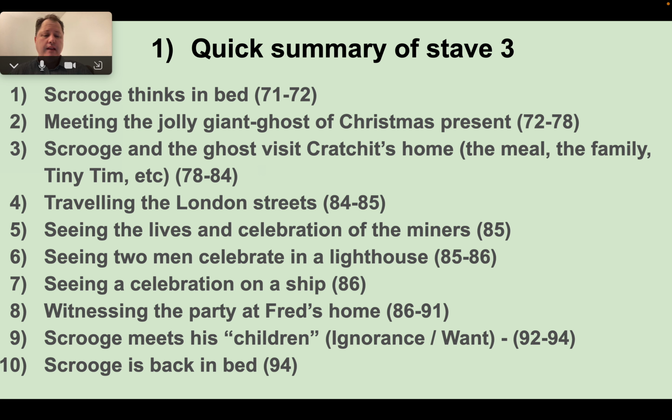He sees 2 men in a lighthouse celebrating, so you can see that the Google Maps of Stave 3 is very different and extensive. They go on the ocean, and they see celebration on a ship. And then they go to Fred's home, his nephew's home, where he sees the gatherings that he's often invited to but never attends, and he responds surprisingly. And then the incredible conclusion where he meets his figurative children, ignorance and want.